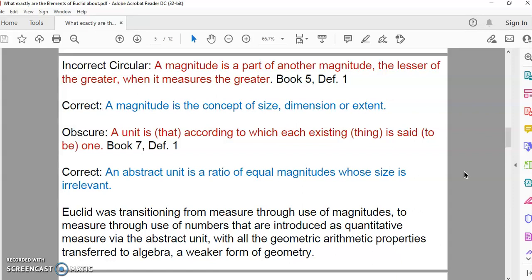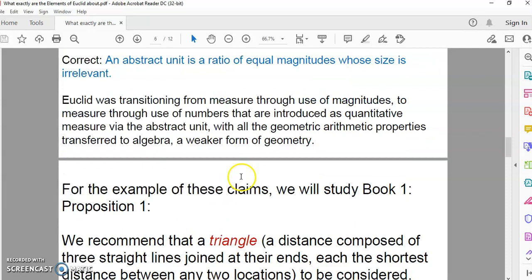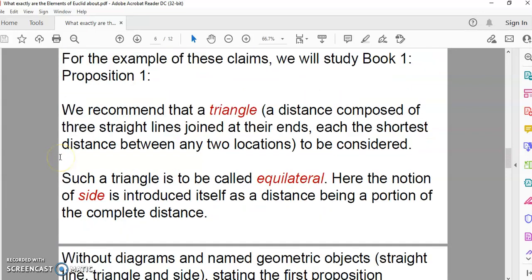So Euclid was transitioning from measure through the use of magnitudes to measure through the use of numbers that are introduced as quantitative measure via the abstract unit, with all the geometric arithmetic properties transferred to algebra, a weaker form of geometry. So the first 6 books are a prelude to set up the foundation for number, to introduce number, okay, and algebra. So for the example of these claims, let's study Book 1 and Proposition 1.